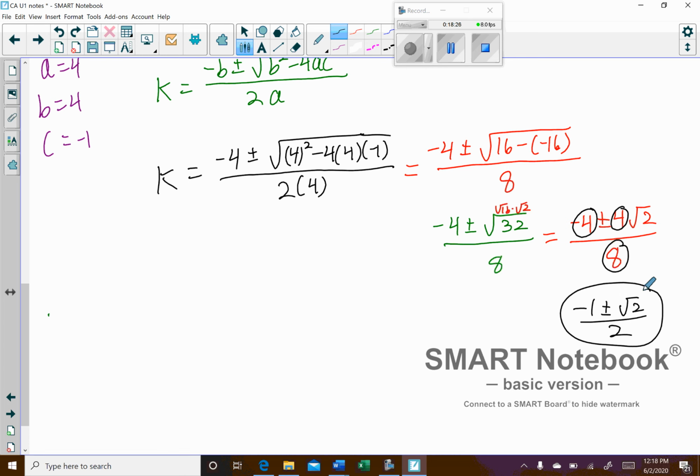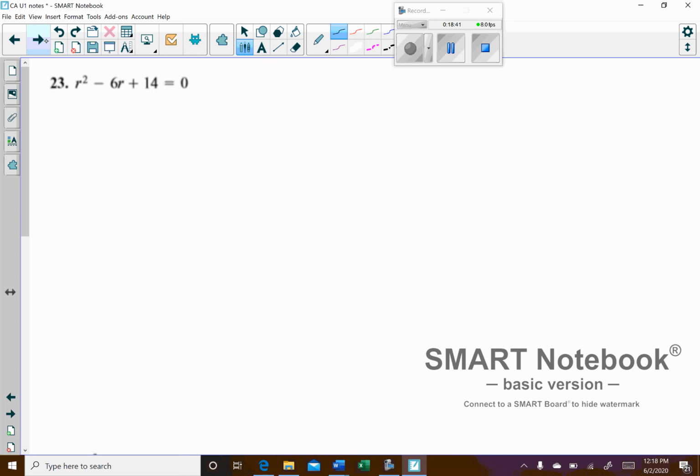Okay, so I have one more slide, and we're going to look at some that deal with the complex numbers, the imaginary numbers. So we'll be square rooting some negative values. Other than that, it's going to be exactly what we're doing here, just that we're going to end up having some i's as part of our answers. Okay, well, here they're using r this time.